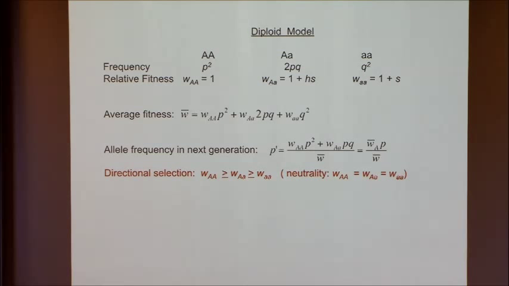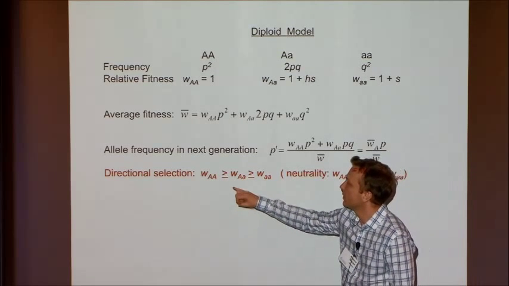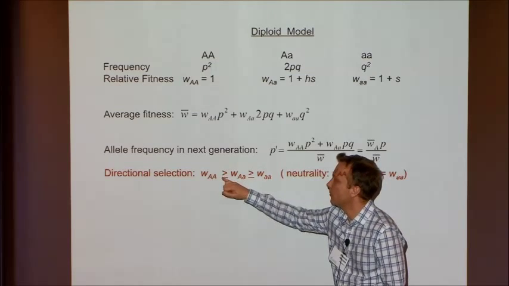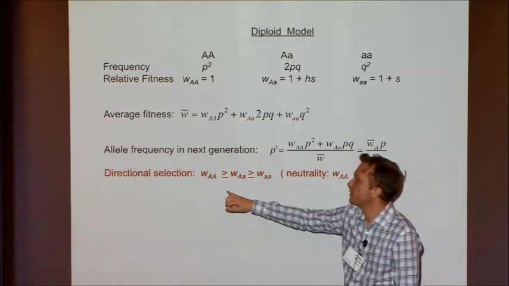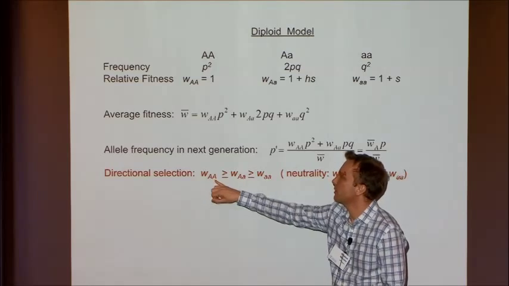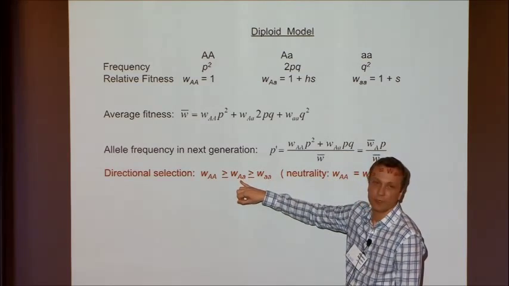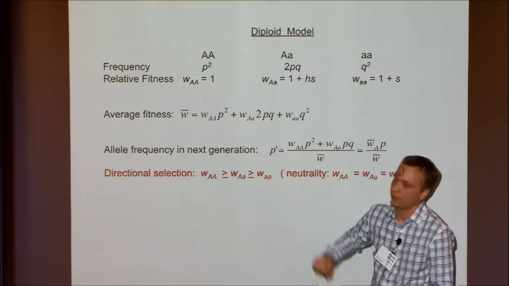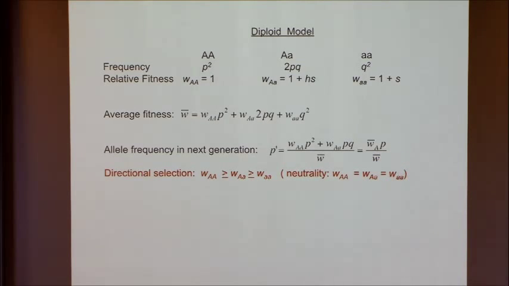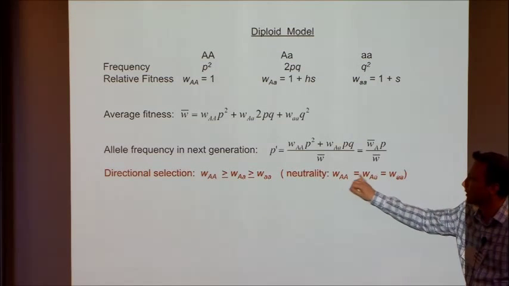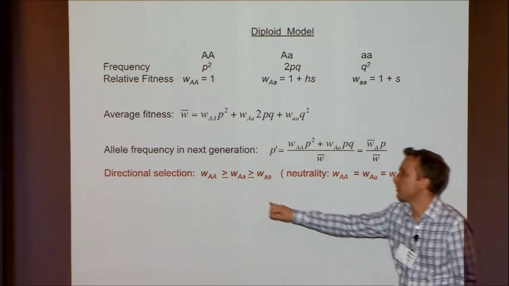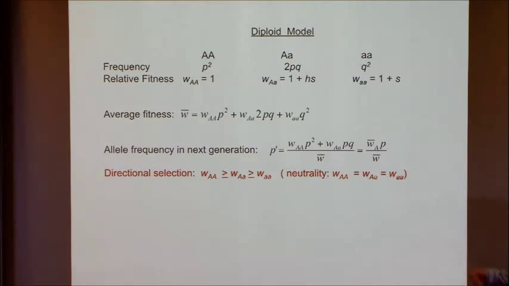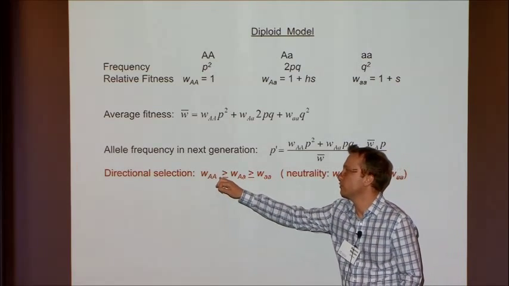So for example, when they talk about directional selection, that means that one of the alleles is always favored, so that the fitness of one homozygous genotype is larger than or equal to the fitness of the heterozygous type, which is larger than or equal to the fitness of the other homozygous type. Okay, and a special case is neutrality, where all the fitnesses are the same. We don't usually include that in the condition for directional selection. So this is called directional selection because it favors uniquely one allele.